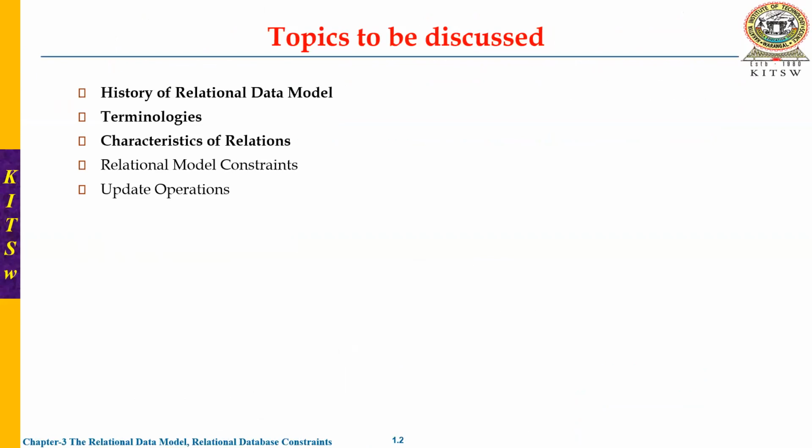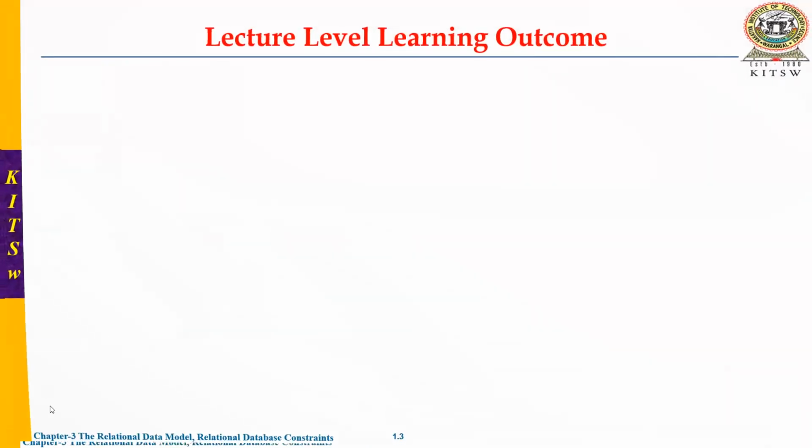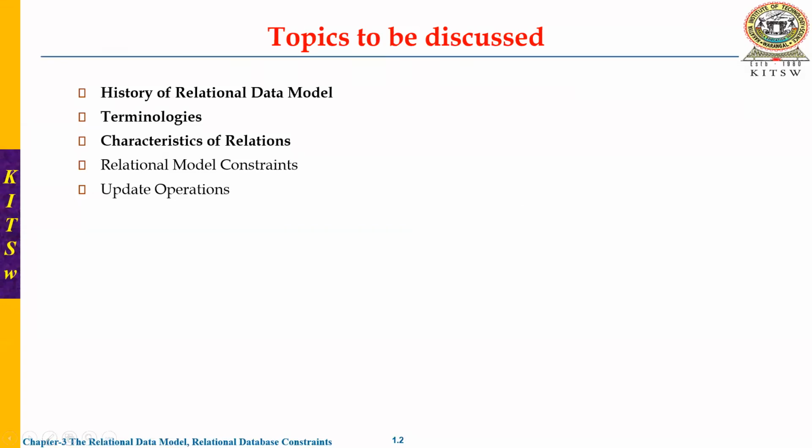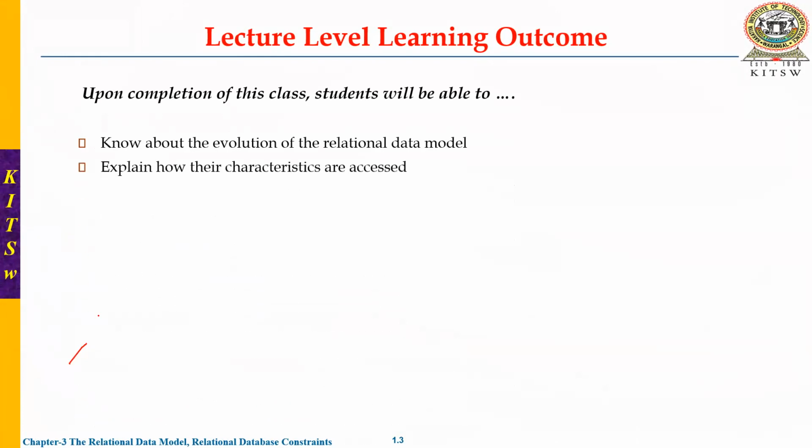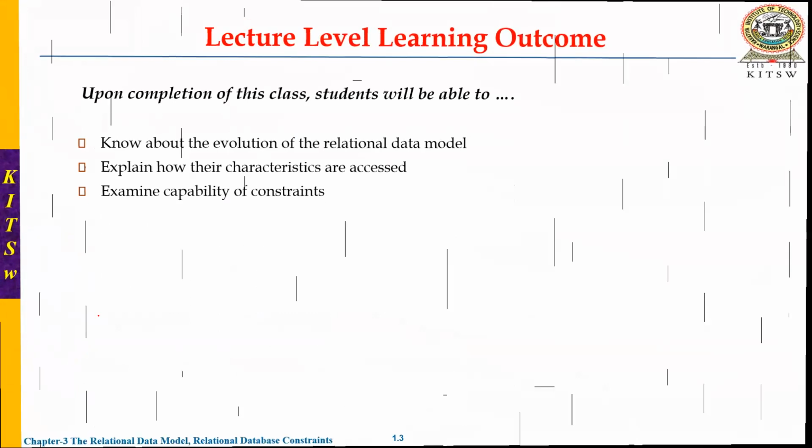In this lecture video, we are going to discuss the history of the relational model, terminology of different relational models, and characteristics of relations. The lecture-level learning outcome is that you will be able to know the evolution of the relational data model, explain how their characteristics are assessed, and examine the capability of constraints.